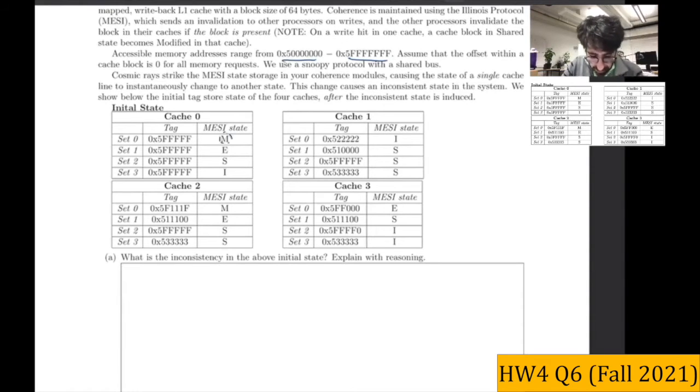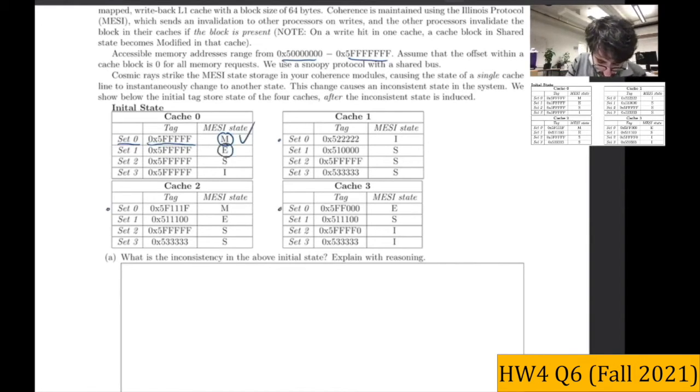So if a cache line is in modified or exclusive state in one cache, this means that it cannot be present in other caches. So we can start checking these states. Okay, let's start with this cache line that has an address with this tag and with this set. And we can check that it's not present here. It's not present in cache 1, not present in cache 2, and not present in cache 3. So this should be okay.